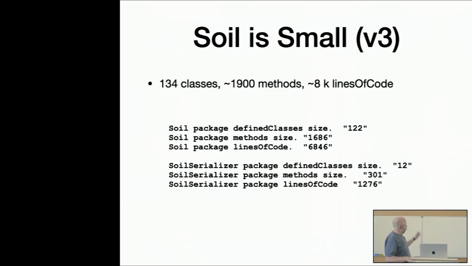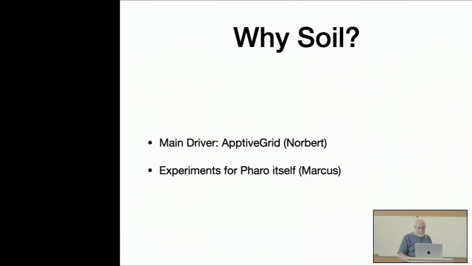As you can see, there are two parts. There is soil itself, which is the model, transactions, and the indexing. And especially because of the indexing, this is nearly 7,000 lines of code. And then there's a serializer, which is a simple yet complete serializer for any Smalltalk object, or for any Pharo object. And that one is just 1,200 lines of code, which is quite nice.